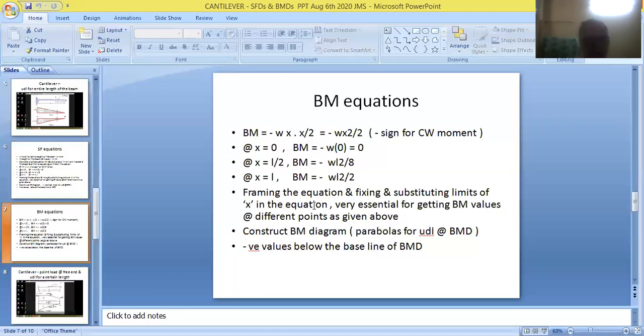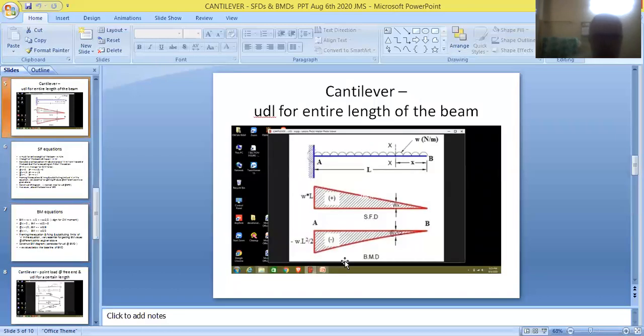So negative values, we are getting negative values. So therefore, these values will be coming below the baseline of the bending moment diagram. And the shape of the diagram, because of UDL, must be taken in the form of a parabola. So friends, you can observe the diagram. Unless you make these calculations, you cannot prepare this diagram.